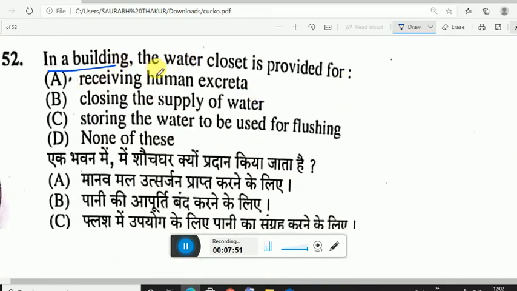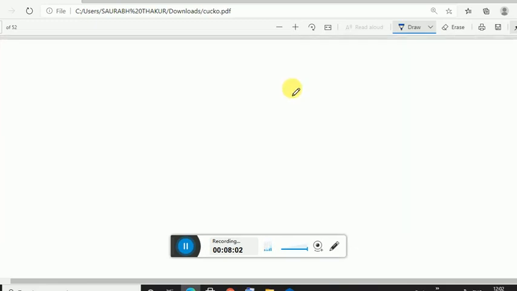In building, the water closet is provided for receiving human excreta. Okay? We use a water closet to receive the human excreta. Okay?